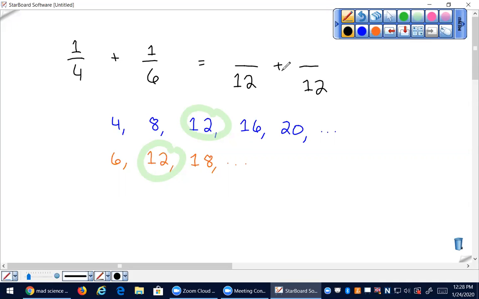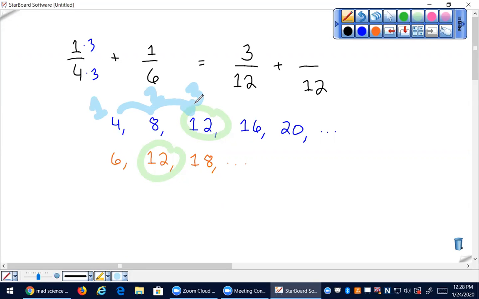So how do I get from 4 to 12? There's 2 things you could do. You could either say, I know that 4 times 3 is 12, because I'm good at my times tables. And if I do it to the bottom, I have to do it to the top, and so I'll get 3/12. Or if just looking doesn't work, then you can say 1, 2, 3. It's the 3rd on my list.